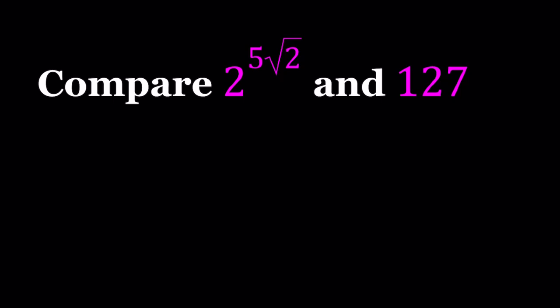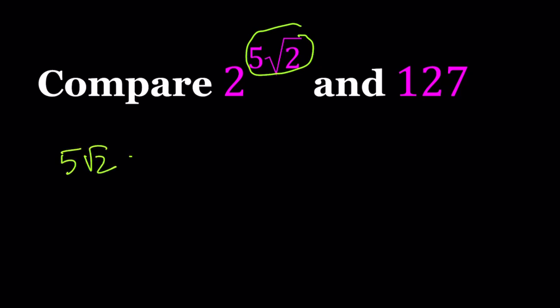We have 2 to the power 5 root 2 and 127. So here's what we're going to do. We're going to start with the exponent, which is 5 root 2, and I'd like to compare it to an integer. Why? Because I want to be able to use integer powers, and for that purpose I want to compare this to an integer. So here's what I'm going to do first.